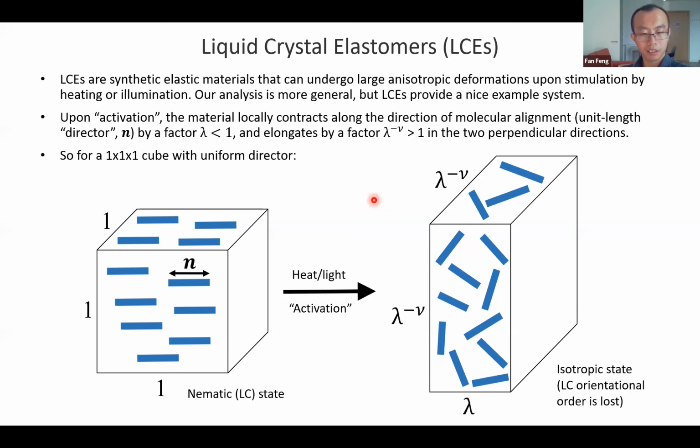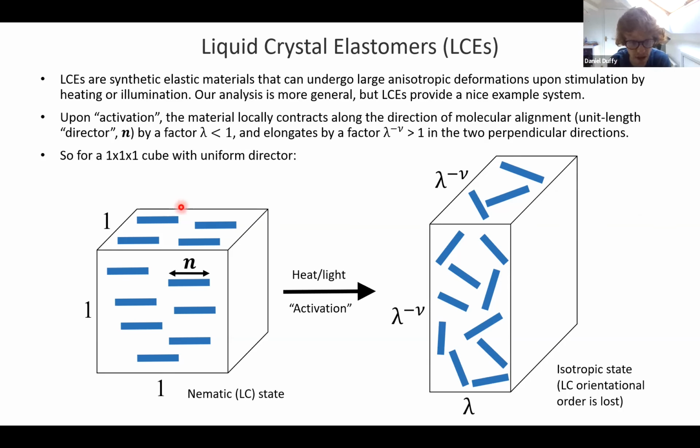Thanks. Okay, so I'm going to start by talking about liquid crystal elastomers, which are the kind of materials which I'm going to base this talk around. They're synthetic, elastic, somewhat rubber-like materials, and they undergo really large anisotropic deformations when you stimulate them with heat or light. So you heat them up and they change shape in a non-trivial way. And the analysis that I'm going to show today is more general than only applying to LCEs, but they do provide a nice example system for what we're going to talk about.